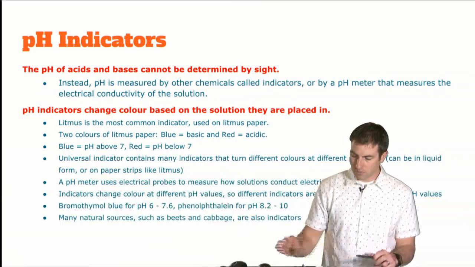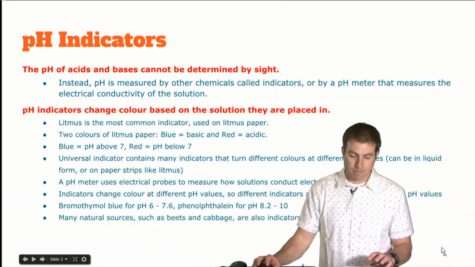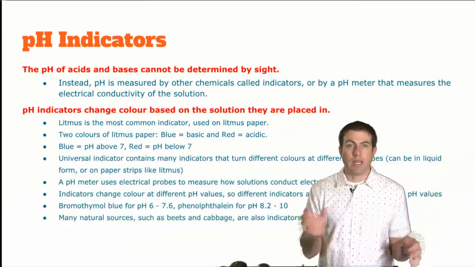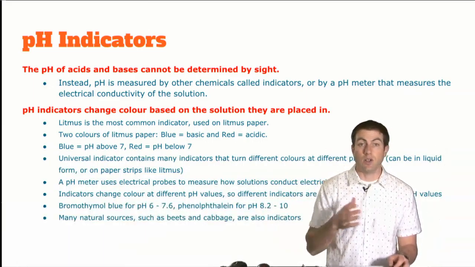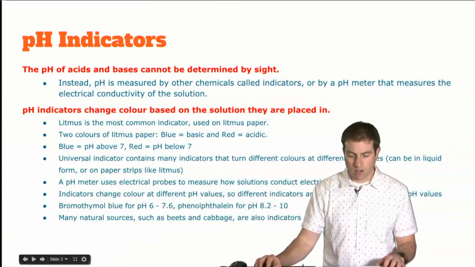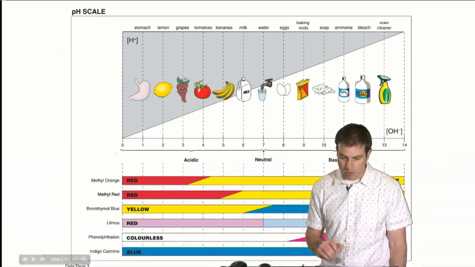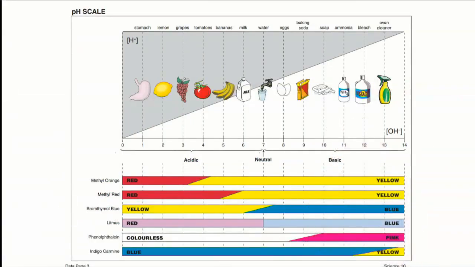So in your data book, you have a chart that indicates the pH scale, and it shows where some common items fall on that scale, and it has all of the indicator colors on that scale. This is right out of your data booklet, page 3. Of course, it's in color. If you printed off your own data booklet at home, it's not going to be in color, but the shading will be different. So here you can see the pH scale.